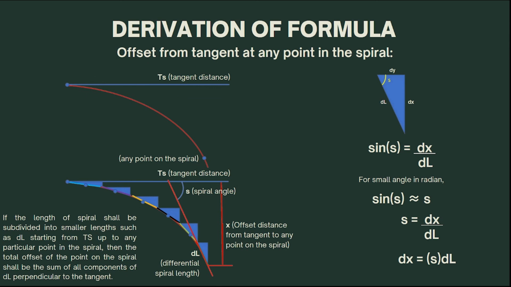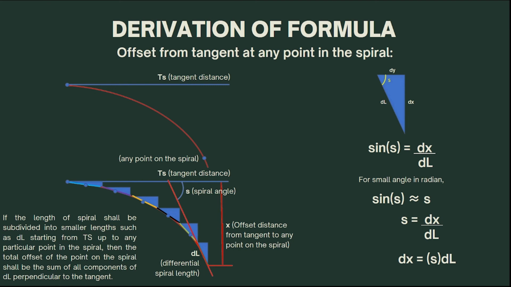Next, we look to derive the formula for the offset from the tangent at any point in the spiral. On the diagram on the left, we can see the line in blue, which represents the tangent, and the red line, which represents the spiral curve. To find this formula, we need to note that if the length of the spiral shall be subdivided into smaller lengths, such as dl starting from TS up to any particular point in the spiral, then the total offset of the point on the spiral shall be the sum of all components of dl perpendicular to the tangent.